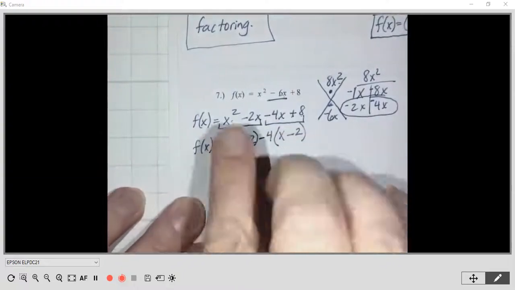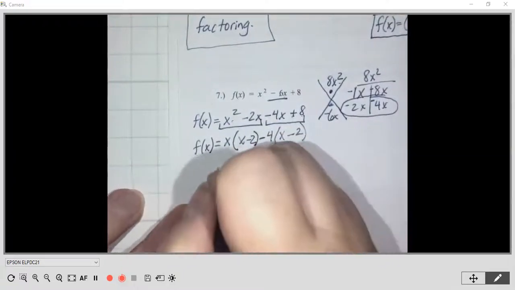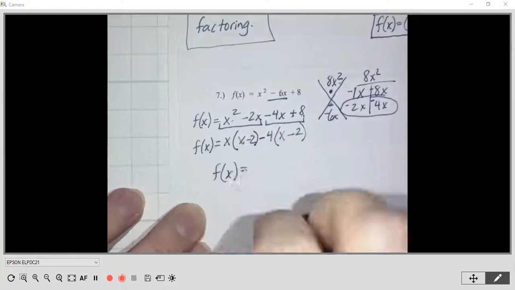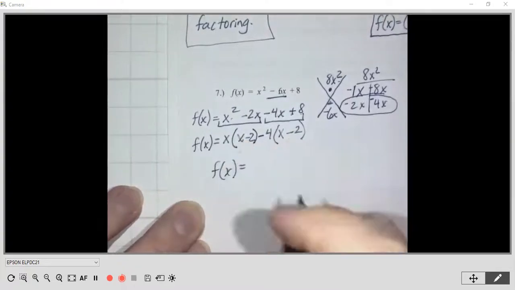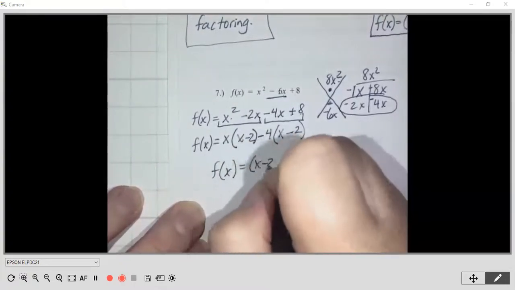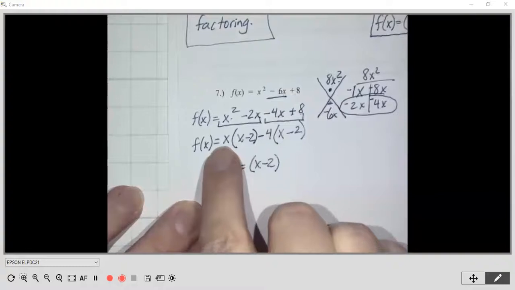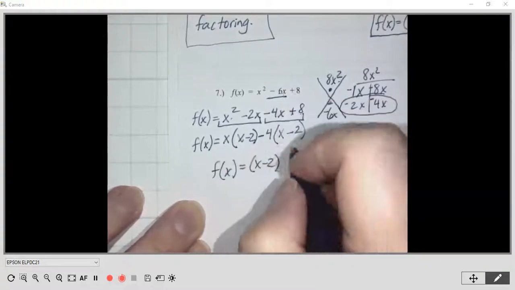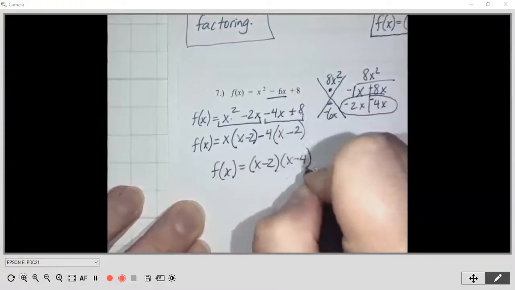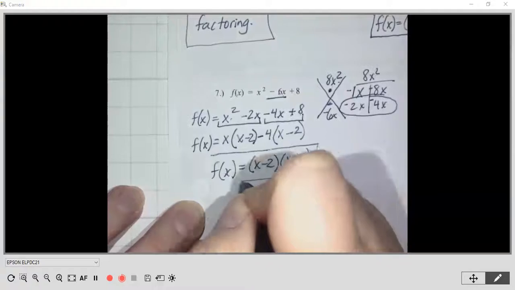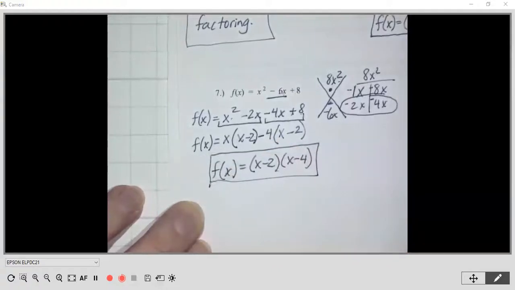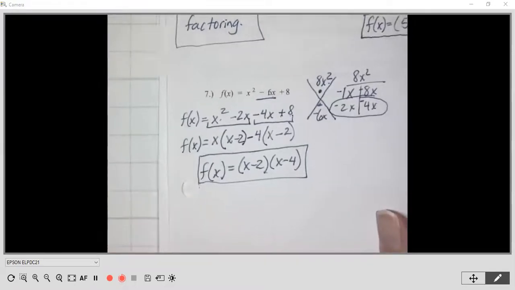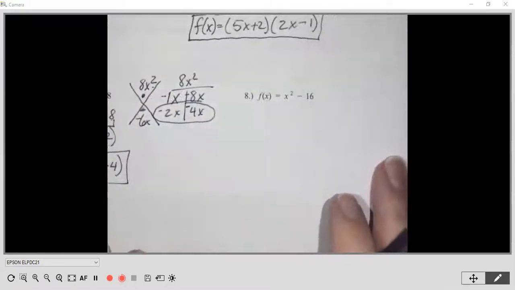Okay, so then we factor out the GCF of these two terms. F of x equals, well, they have an x minus 2 in common, so we factor that out. And then what is left is x and minus 4. So x minus 4. And then you can check that with the distributive property. Check by distributing.